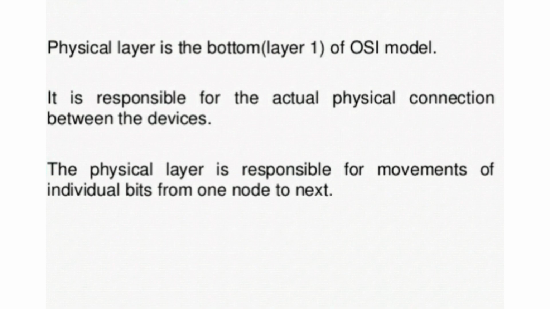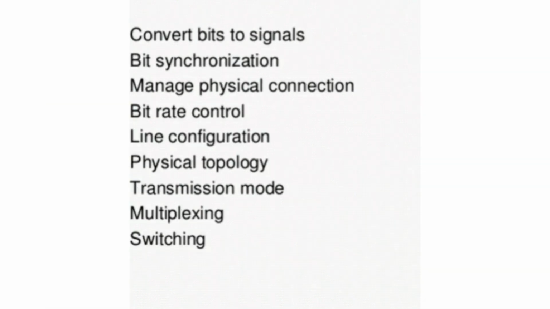Physical layer is the first layer of the OSI model, which is the bottom layer. It is responsible for the actual physical connection between the devices. So here these are the functions of physical layer. It converts bits to signals, bit synchronization, manage physical connection, and so on.